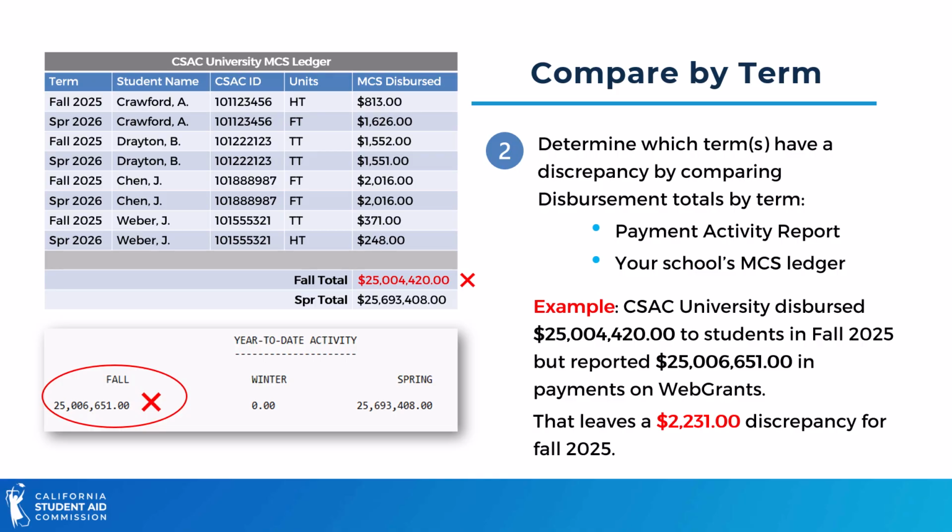It appears CSAC University has a $2,231 discrepancy for the fall 2025 term. On the other hand, the spring total amount from the ledger matches the payment activity report. Now that CSAC University has identified that the fall term has the discrepancy, they can narrow down their search even further by comparing student by student.